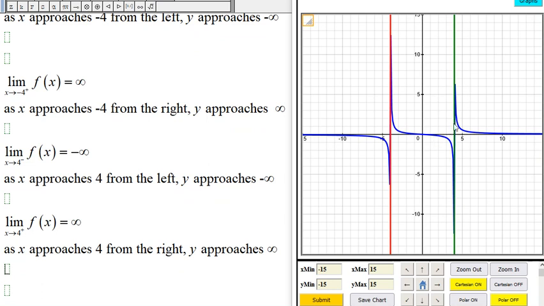And same thing here, this is 4 right here. And then if we approach 4 from the left side, the graph is going down and down. So that tells us that y approaches negative infinity. And then this is 4, and if we approach it from the right side, the graph is going up. So that tells us that y approaches infinity.